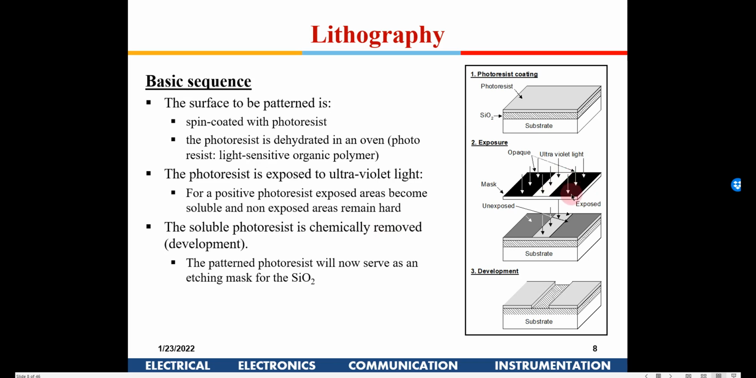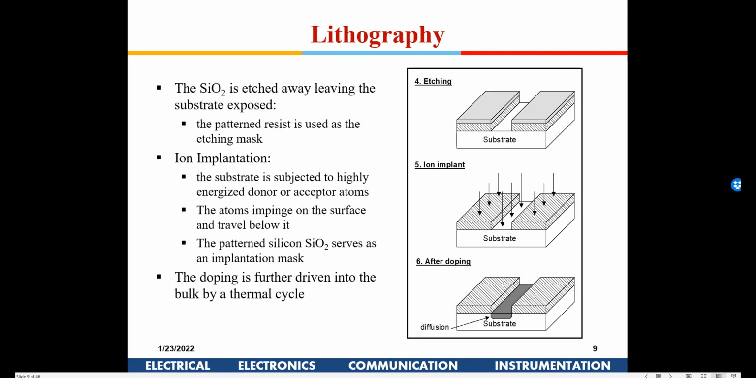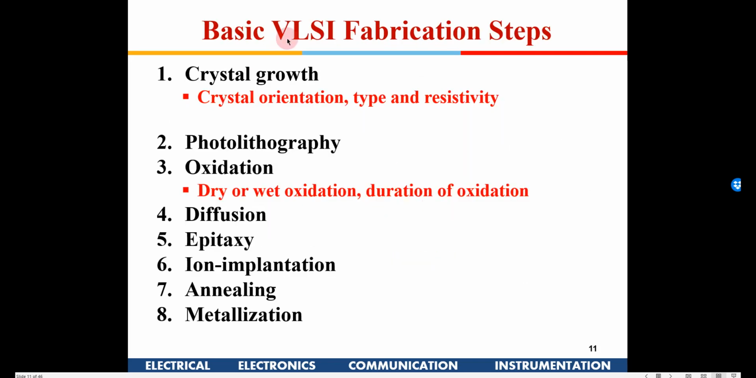Around 6 to 7 masks will be used, and the mask is designed once you make a schematic and then a layout is decided. Based on the layout, for each process a different mask will be made. So each process will have different masks. Okay, that we'll see now. So these are the various fabrication steps involved in VLSI.